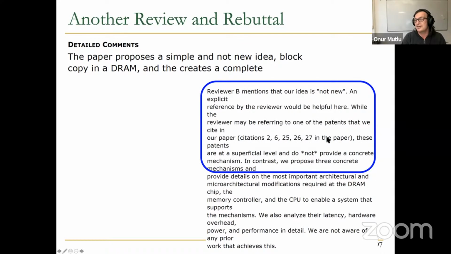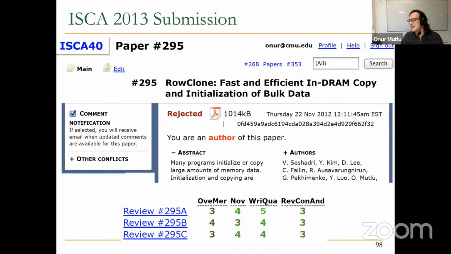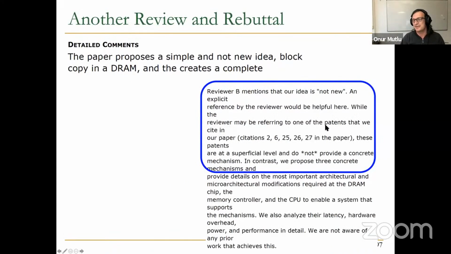Basically, we say to the reviewer, we already cite them in the paper. These patents are at a superficial level and do not provide a concrete mechanism. In contrast, we propose 3 concrete mechanisms, and you can keep reading more clearly. But that didn't work. Basically, that rebuttal didn't work, and these folks rejected the paper from ISCA, as you can see. Well, whatever. I've seen many things in my career. This is not the worst review, but clearly this is an unfair review, as you can see. And I will argue that these reviewers are not really thinking clearly.